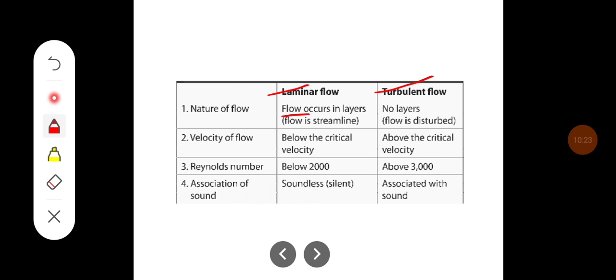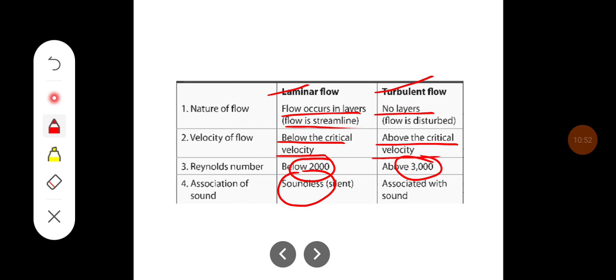The flow occurs in layers or in streamline in laminar, but there won't be any layers in the turbulent flow. The velocity will be below the critical velocity, whereas during turbulent flow the velocity will be more than the critical velocity. Reynolds number is below 2000 here, it is more than 3000. The laminar flow does not produce sound, whereas this produces the sound.